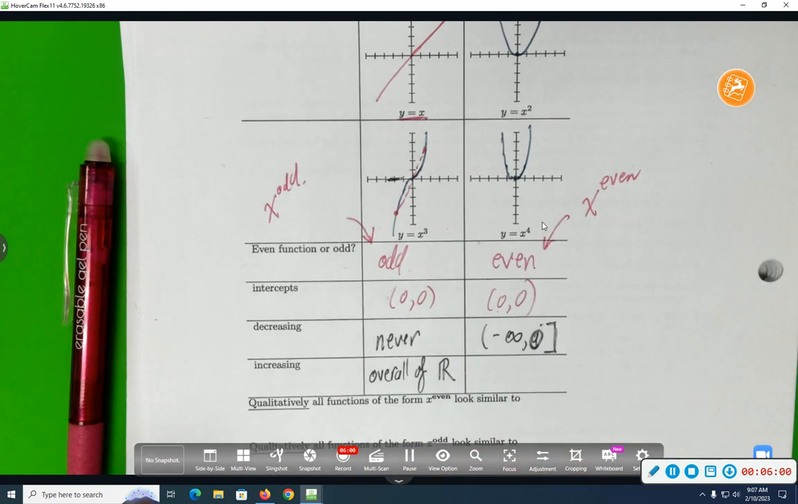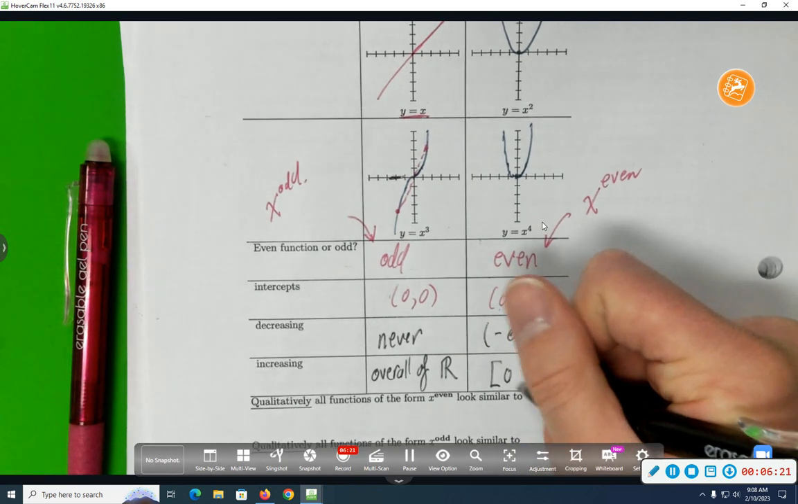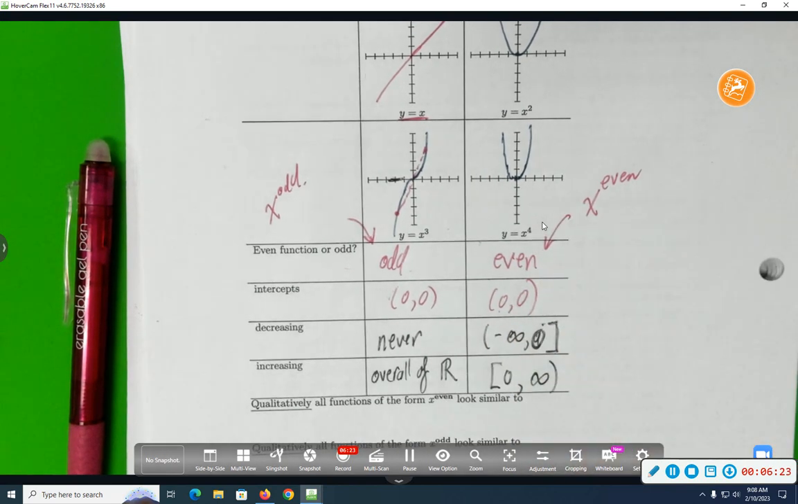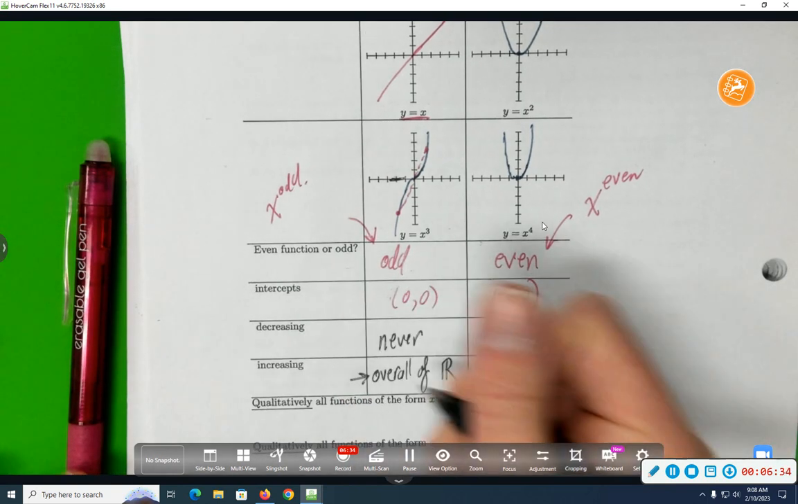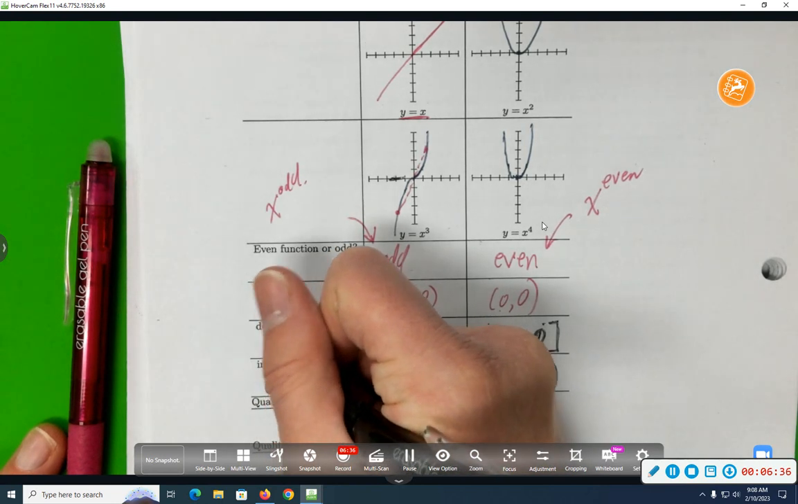Where are the even power functions increasing? I guess it should be like everywhere else, right? From 0 to infinity. Neato. What about the odd functions, where are they increasing? Yeah, absolutely. Another way of saying it, over all of the real numbers, is negative infinity to infinity.